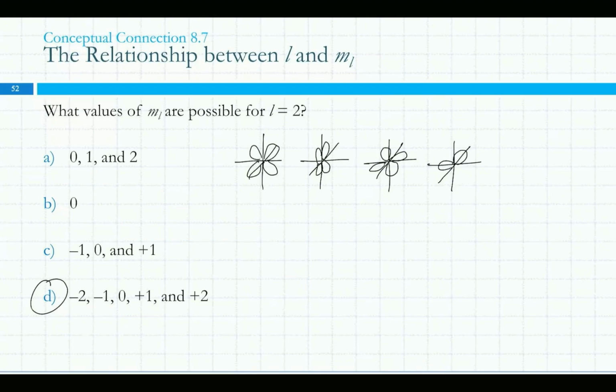And this one would be dxz, dyz, dxy, dx squared minus y squared. And then, oh, I don't remember what that one is. Oh, z squared. So there's 5 different orbitals. So negative 2 through positive 2, all those integers. Each one of those is a different orientation of those d orbitals.